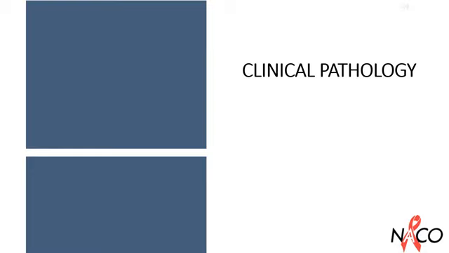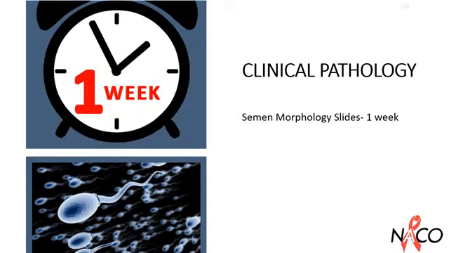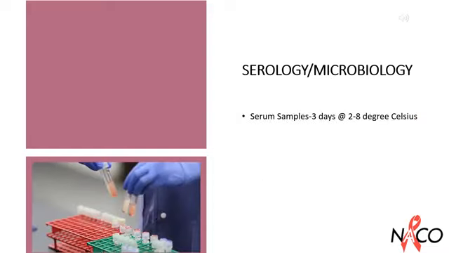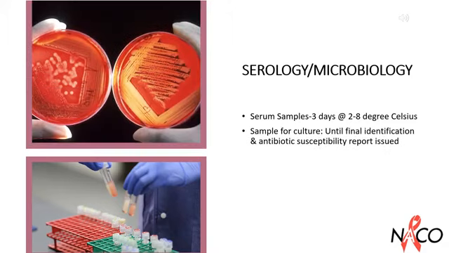Section: Clinical Pathology. Semen morphology slides should be preserved for 1 week. Section: Serology and Microbiology. Serum samples should be retained for 3 days at 2 to 8 degrees Celsius. Specimens submitted for culture should be retained until the final identification and antibiotic susceptibility report is issued.